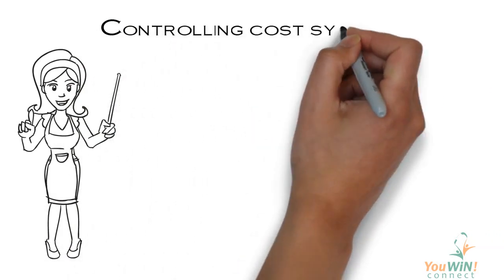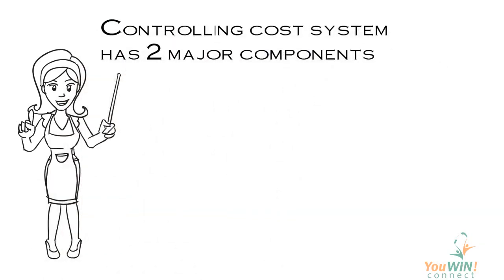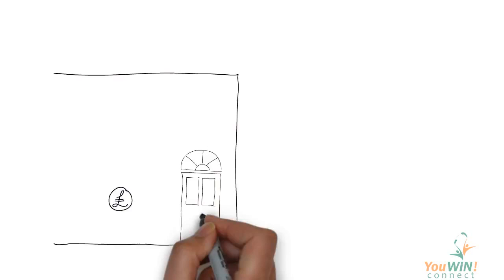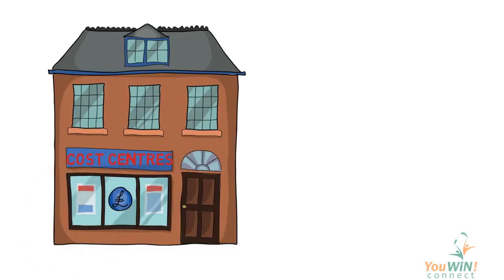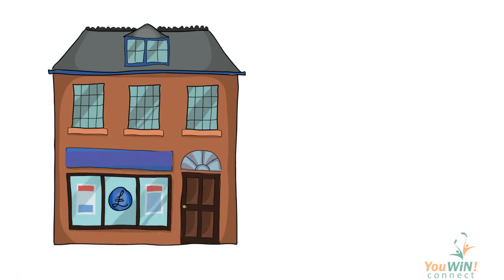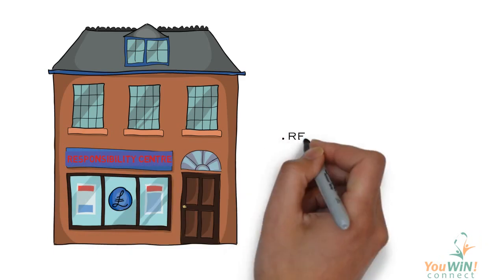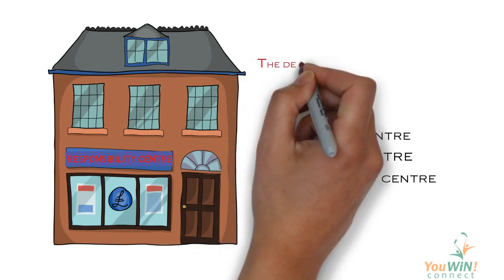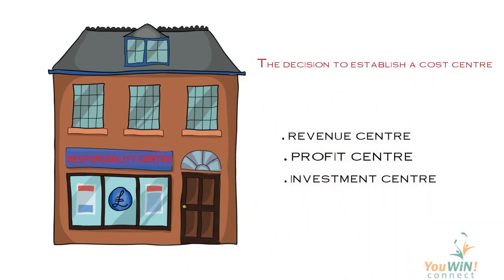Controlling cost system has two major components: cost centers and cost codes. A cost center is defined as a location where all costs are collected. Please note that a cost center is also considered as a responsibility center. There are other centers within a company: revenue center, profit center, investment center. It is not necessary to establish cost centers for all departments and staff members. The decision to establish a cost center depends on the purpose of the enterprise.